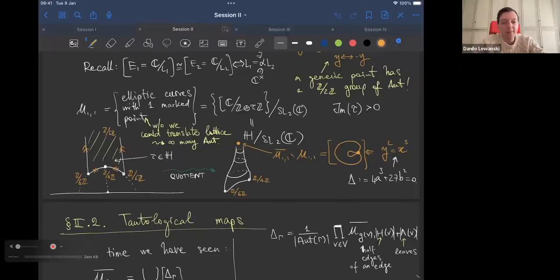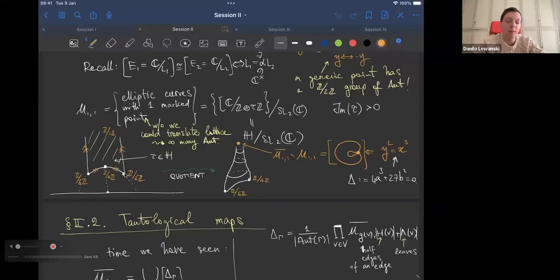And in fact, every generic point in here will just be a generic elliptic curve. So we'll have this Z/2Z automorphism group that is finite, but not trivial. And then you have two special points, this point over here and this point over here. They will correspond to these parallelogram tiles with 60 degrees and 90 degrees. So this will be the square tile, and this will be the 60-degree tile.